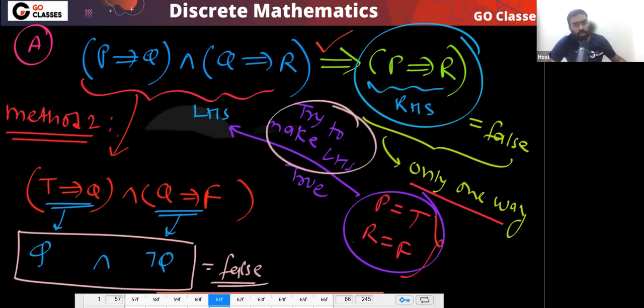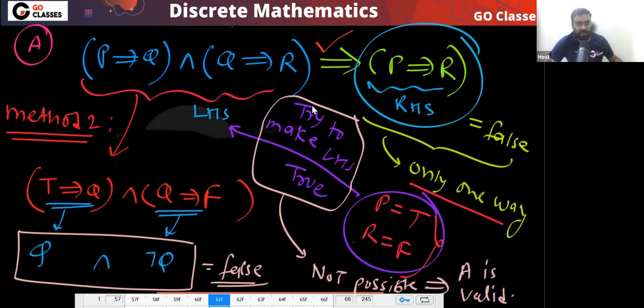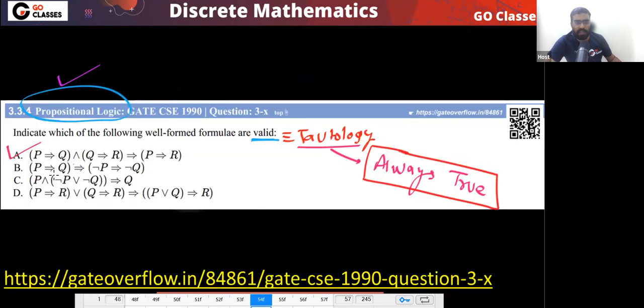So can you make LHS true? Try to make LHS true. Not possible. So you can see, not possible. What does that mean? Not possible means this option A is valid. Okay, let's move on.